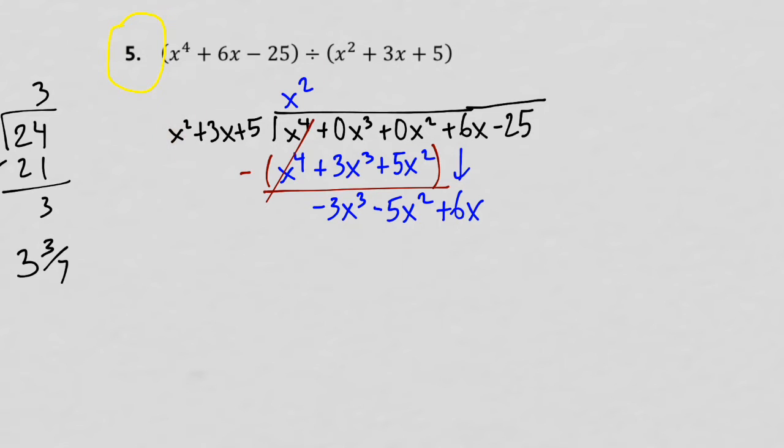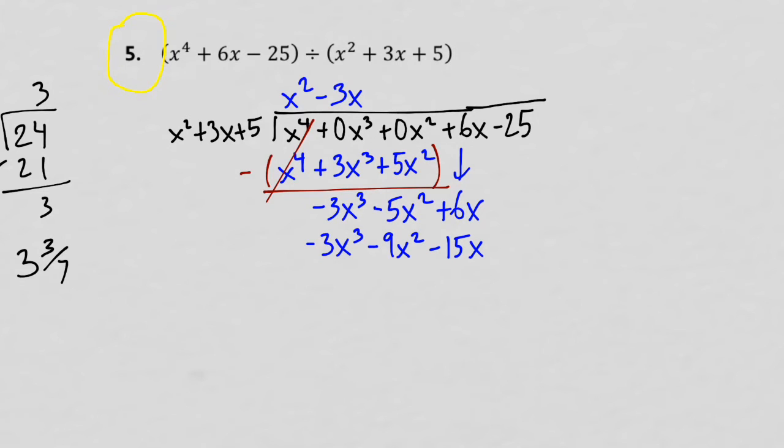X squared times what is negative 3x cubed? So it turns out that x squared times negative 3x gives you negative 3x cubed. And once again, multiply that one times all three of them, and they go here. Negative 3x times x squared is negative 3x cubed. Negative 3x times positive 3x is negative 9x squared. And negative 3x times 5 is negative 15x.